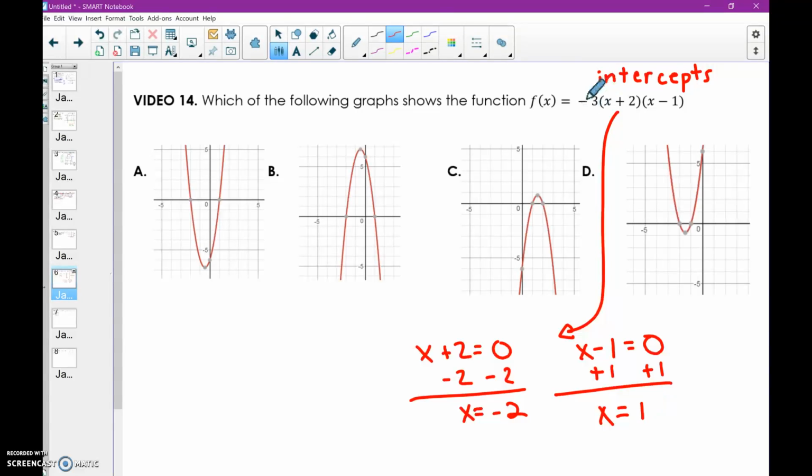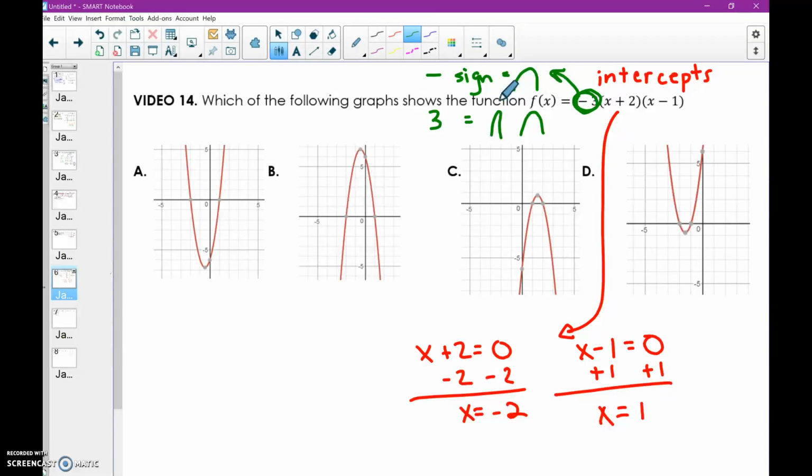Okay, now this -3 out in front, that is kind of like the a value in vertex form that we've been talking about, which means, first of all, the negative sign means it reflects, so it's going to be upside down. The 3 means that it's going to be skinnier than we normally see, so this would be like our normal parabola. The 3 means it's taller and skinnier than we're used to.